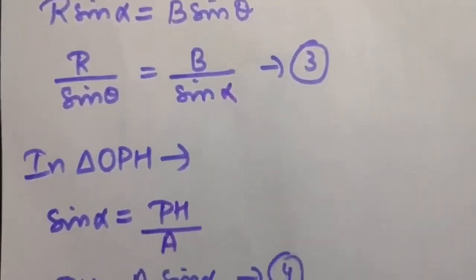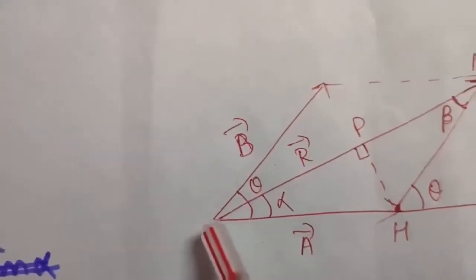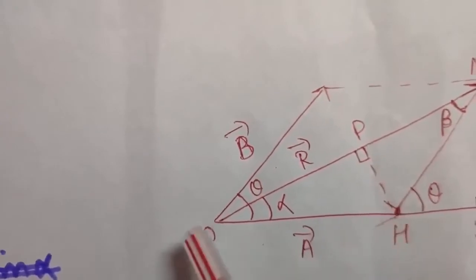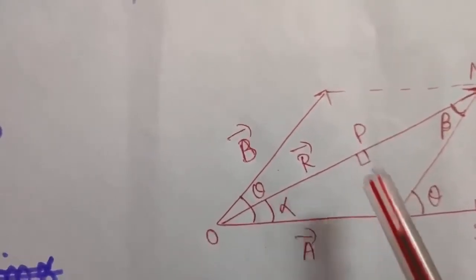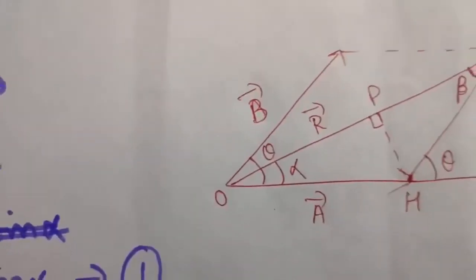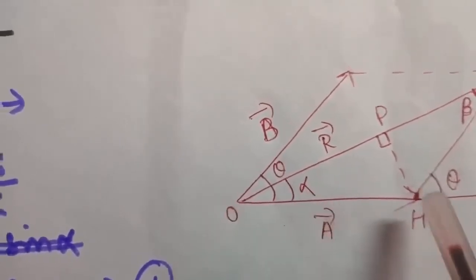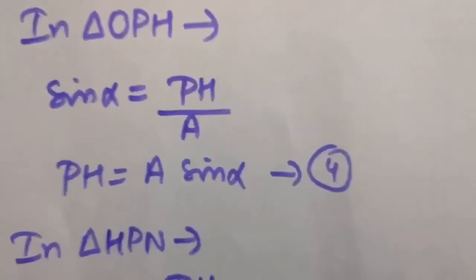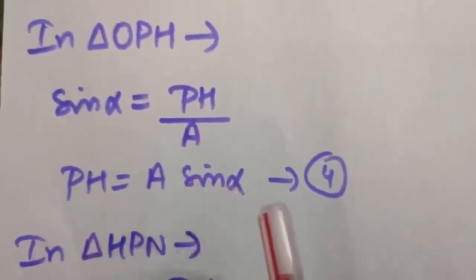Now again in triangle OPH, we will calculate sine alpha. Sine alpha will be PH, that is perpendicular upon hypotenuse. Hypotenuse will be A for this. So sine alpha will be PH upon A, or you can say PH is equal to A sine alpha.